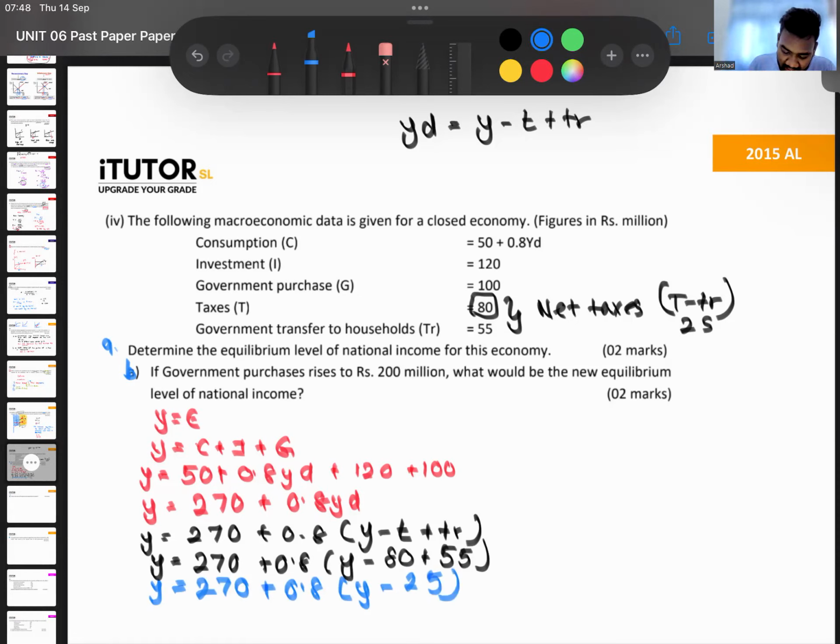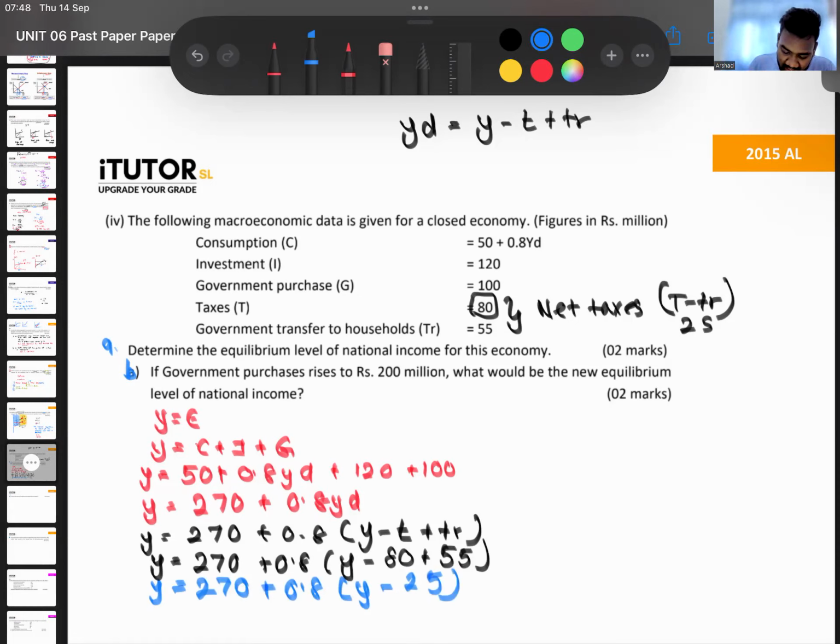So then Y is equal to what? Y is equal to 250 divided by 0.2. That is equal to how much? 1,250. Can you all handle a question like that? An equilibrium level of national income.